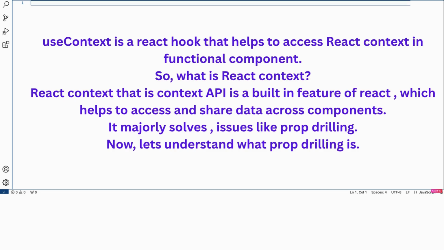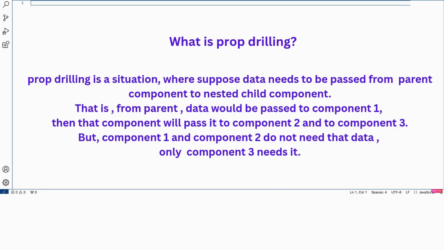Now, let's understand what prop drilling is. Prop drilling is a situation where data needs to be passed from a parent component to a nested child component. That is, from the parent, data would be passed to component 1, then that component will pass it to component 2 and to component 3. But component 1 and component 2 do not need that data, only component 3 needs it.